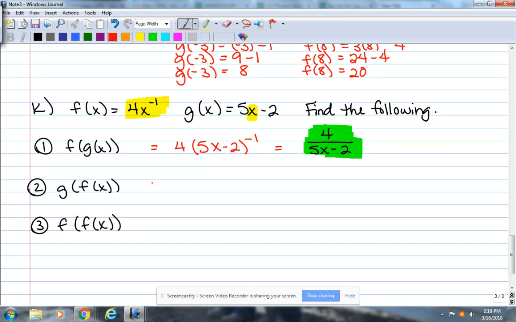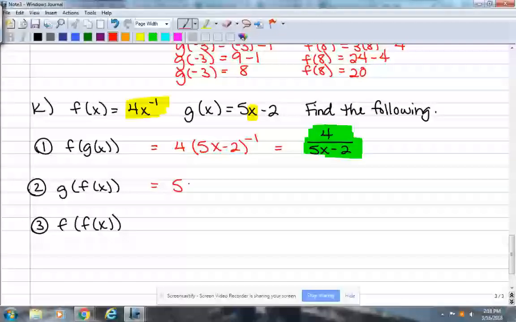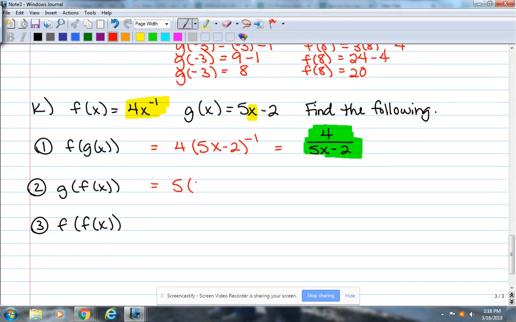So here's what that's going to look like. We'll have 5 parentheses. I'm going to insert the 4x to the negative 1 power. And then write minus 2. Y'all see that? We are going to multiply times 5. Do y'all see that? Inside goes to outside. So f of x goes into g of x for the x. Does that make sense? Inside goes to outside. All right.